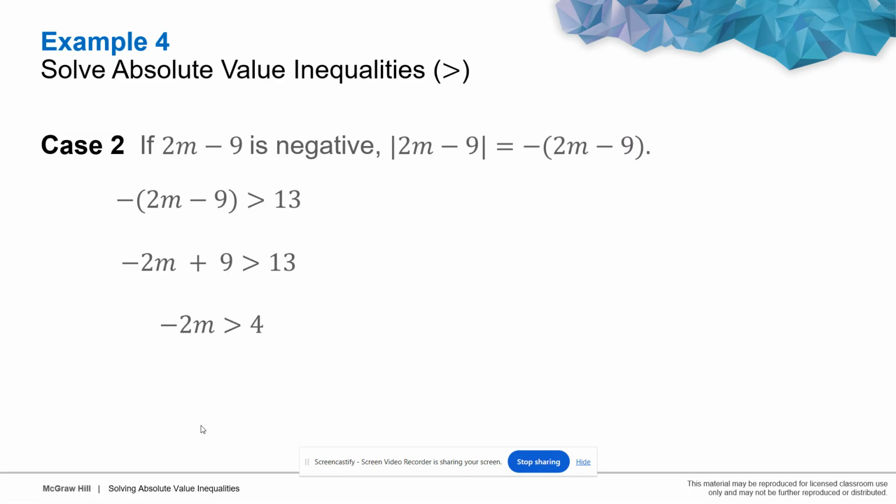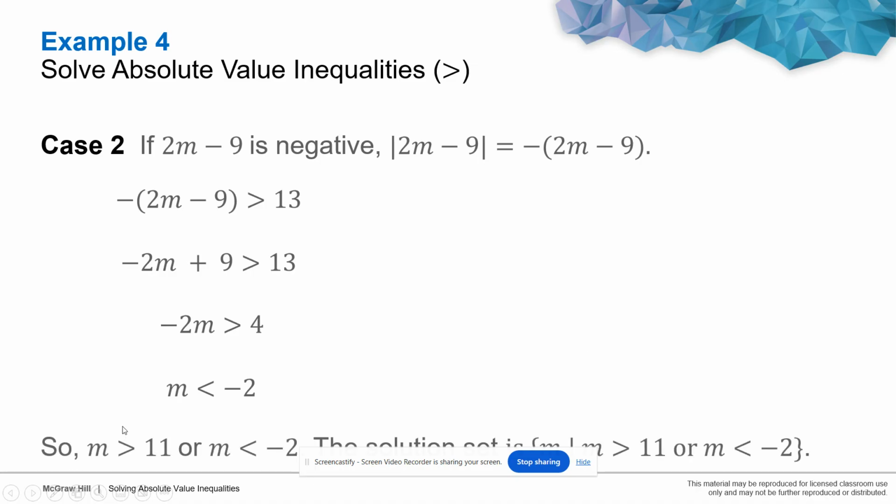Hopefully you guys are not screaming at your computer screens, but you know, in your heads telling yourselves, well, we're dividing by a negative number. We need to flip the inequality. So I would have m is less than negative 2. Okay, m is less than negative 2. So my two inequalities I would have here would be m is greater than 11 and m is less than negative 2. Okay, that was case 1 and case 2.